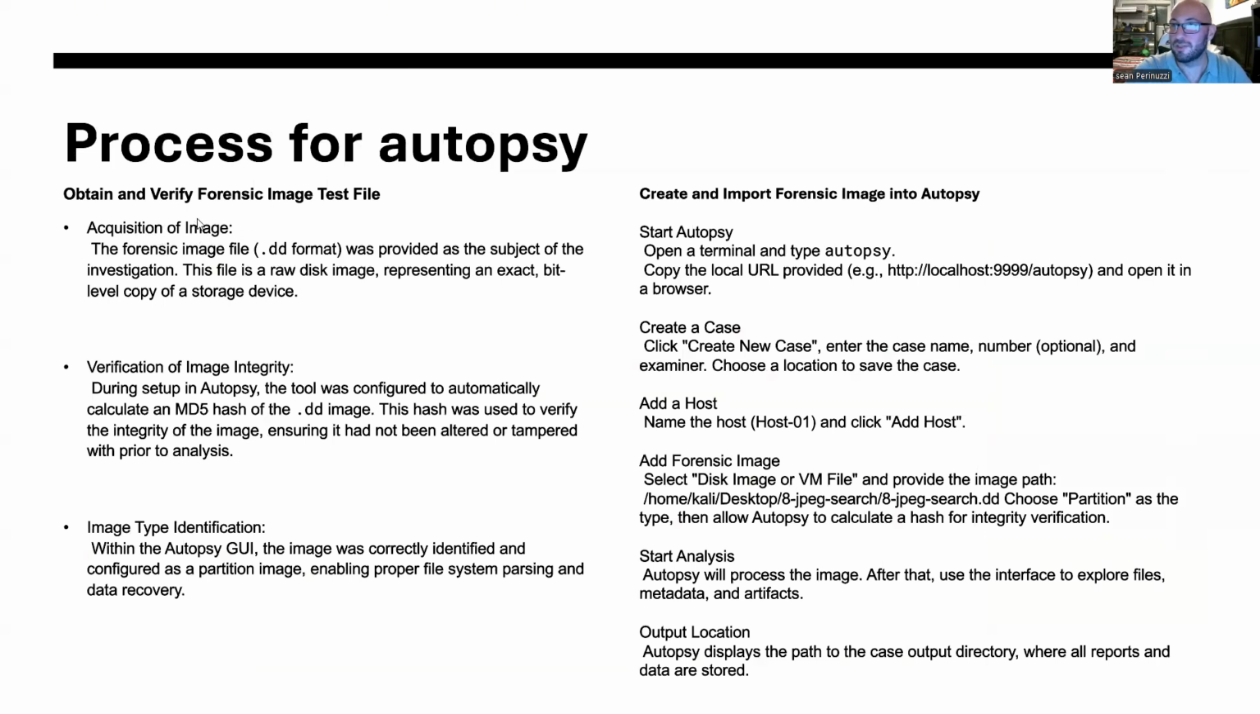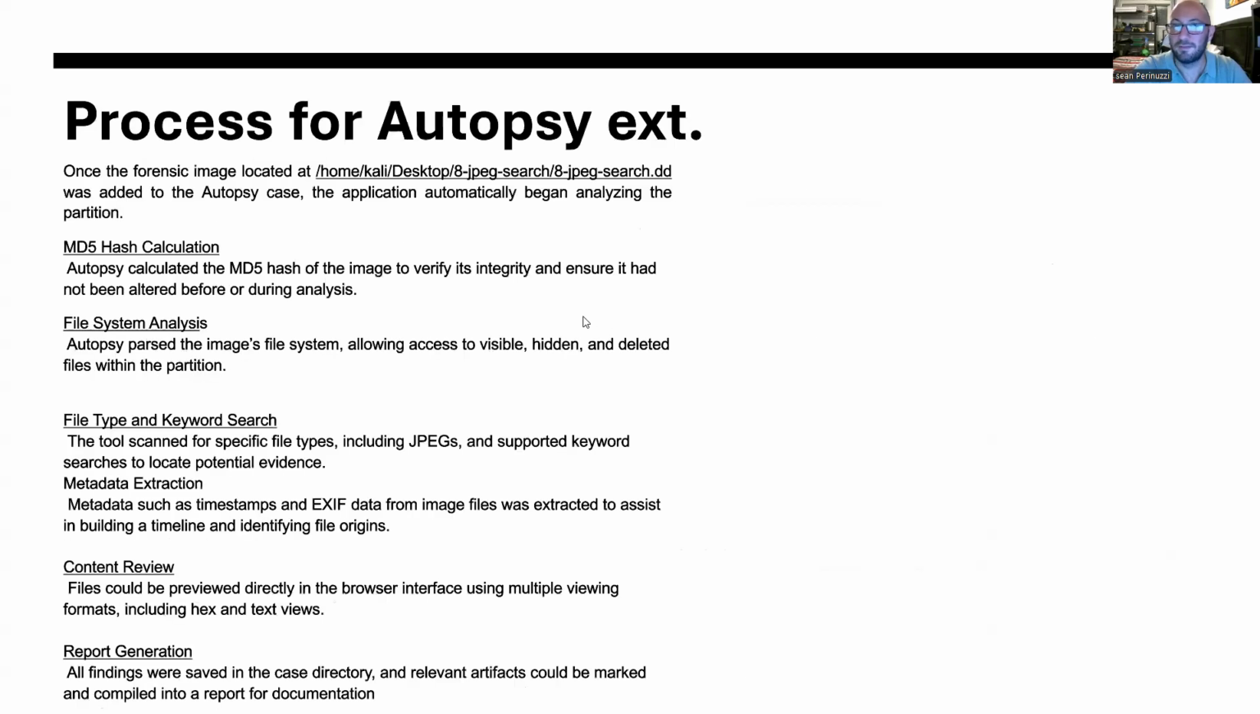Once we found the image on our desktop that we were investigating, we simply went into our command line, typed in autopsy, and we were able to get a local URL that we put in our browser. Once that was input into our browser, we were able to use a GUI version of Autopsy to start a file, create a case, add a host, add the forensic image path, and start the analysis. There were other settings involved in this process, such as calculating the hash to verify the image's integrity and keyword search.